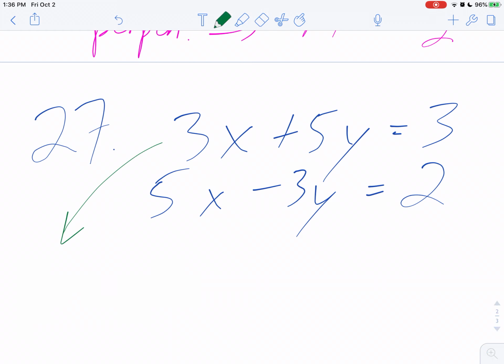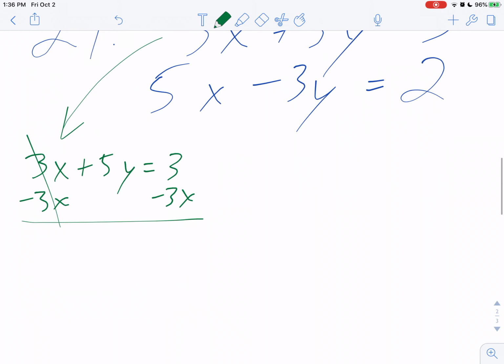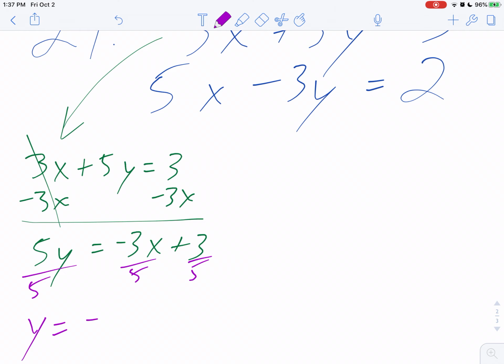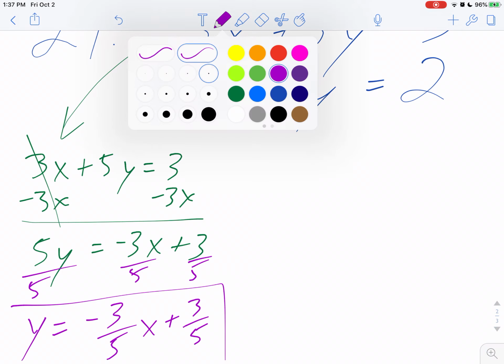So we're going to just rearrange this equation. We're going to subtract 3x from both sides. That gives us 5y equals negative 3x plus 3. And then divide by 5. So for our first equation, we get y equals negative 3/5 x plus 3/5. And we just leave that. We'll look at that in a minute.